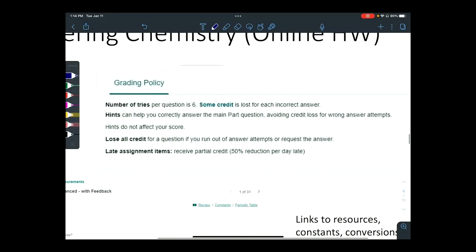Okay, so I'll show you what our homework portal looks like. So here's the grading policy. I already said that you are penalized for incorrect answers. I think you can do it up to 6 times. Some of the questions have hints that you can use penalty-free.